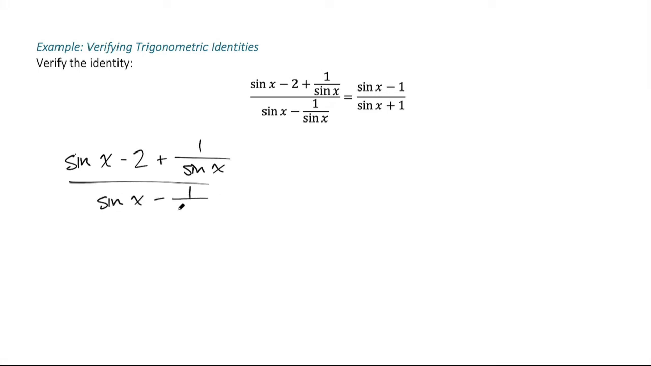So first of all, I notice that I have nested fractions here. I've got this 1 over sine of x in both the numerator and denominator. We don't like fractions inside fractions. That's certainly not simple. And so we're going to first get rid of that.